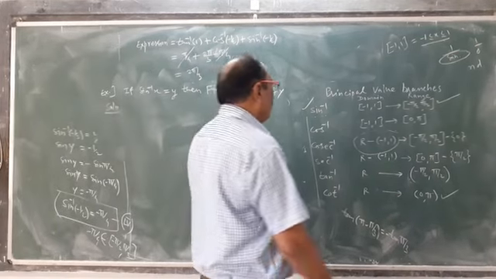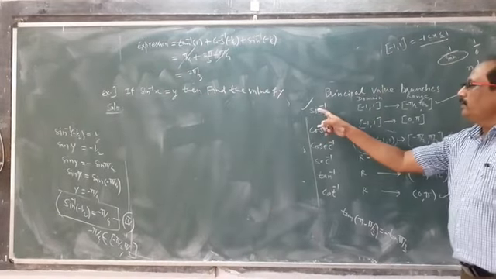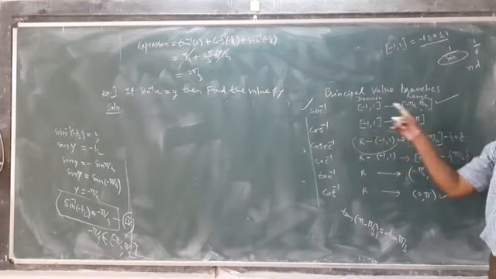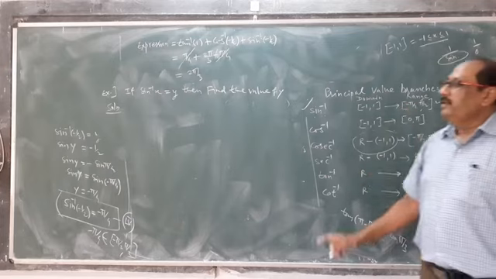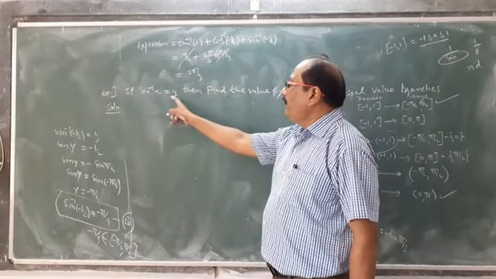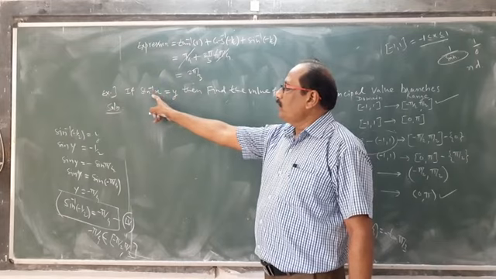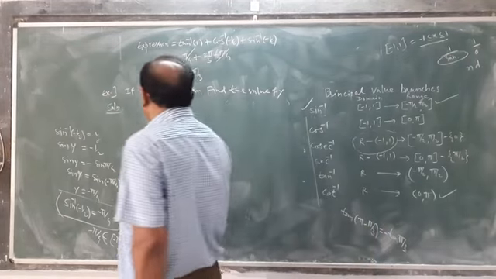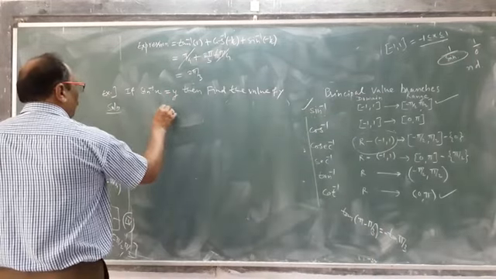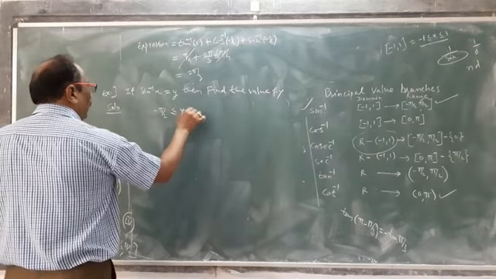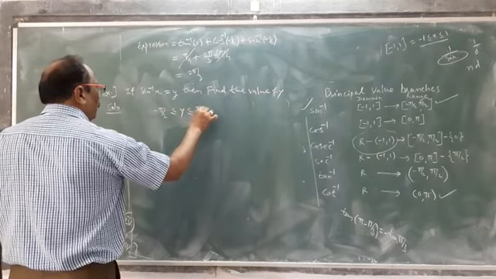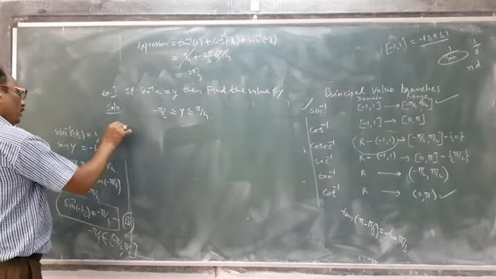The principal value branch of the sin inverse function is minus pi by 2 to pi by 2. Means what is the value of y? What is the value of sin inverse of x? It should lie between minus pi by 2 and pi by 2, that is minus pi by 2 less than or equal to y less than or equal to plus pi by 2. This will be the value.